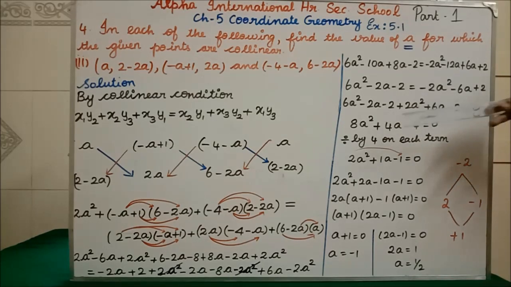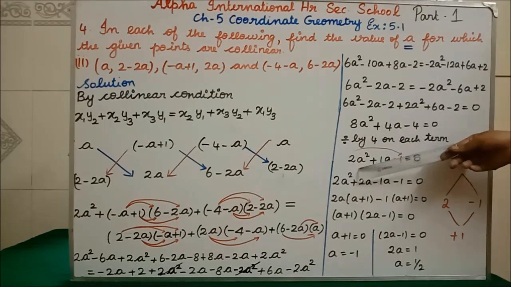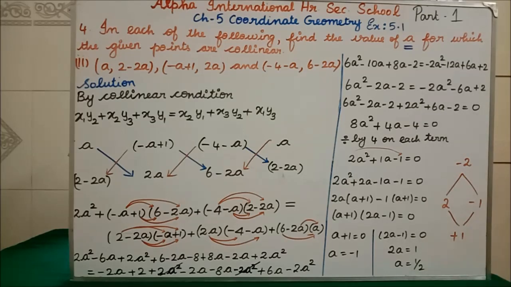We are going to divide each term by 4. So if you divide 8 by 4, 4 by 4 and 4 by 4, we will get 2a square plus 1a minus 1 equal to 0. Here we are going to multiply 2 with minus 1. So we will get minus 2. Down this 1 we are going to write here plus 1. Clear all of you? Now 2 ones are what? 2 ones are 2, but we are having minus.